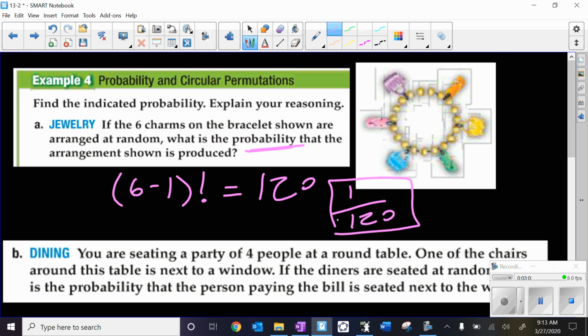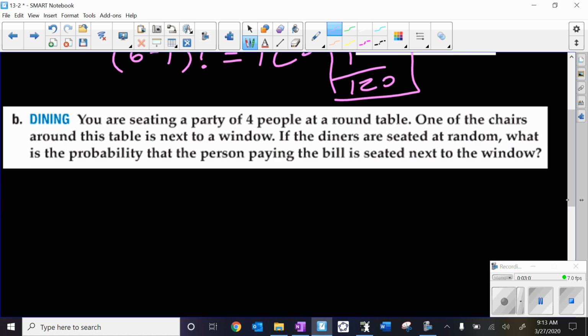Letter B. You're seating a party of 4 at a round table, so it sounds circular. One of the chairs around this table is next to a window, right there. As soon as they said next to a window, that automatically makes this go from a circular permutation to a linear permutation. If the diners are seated at random, what is the probability that the person paying the bill is seated next to the window?